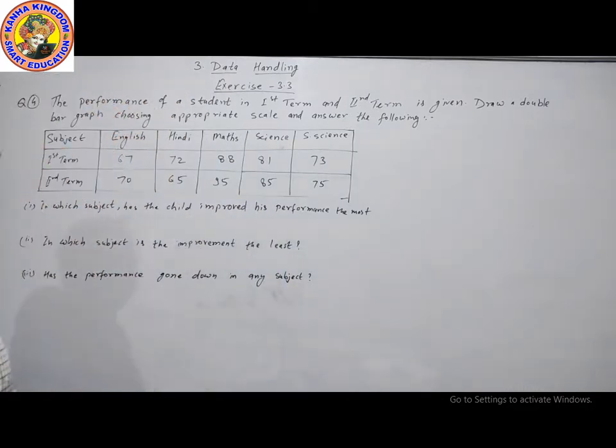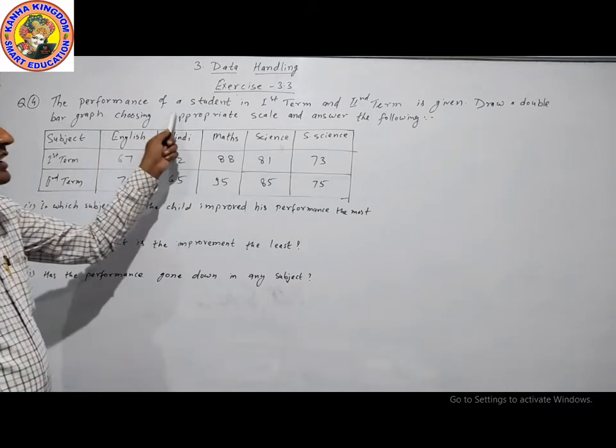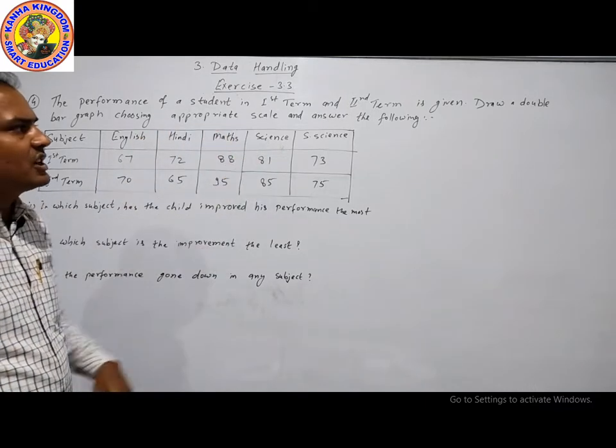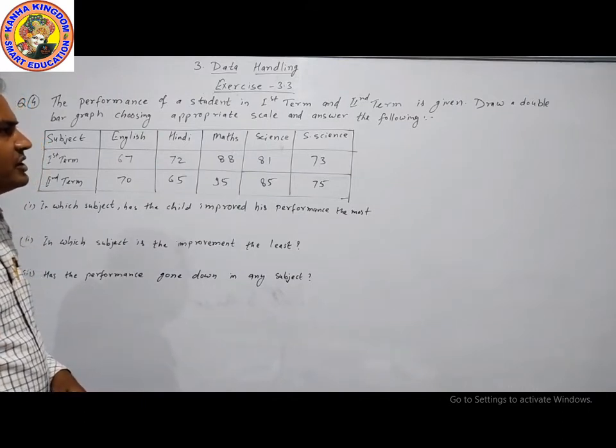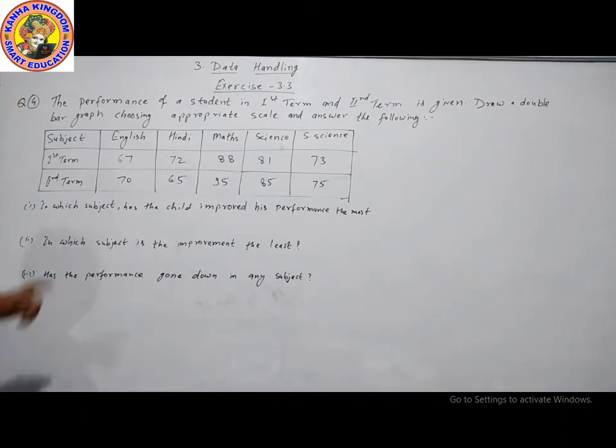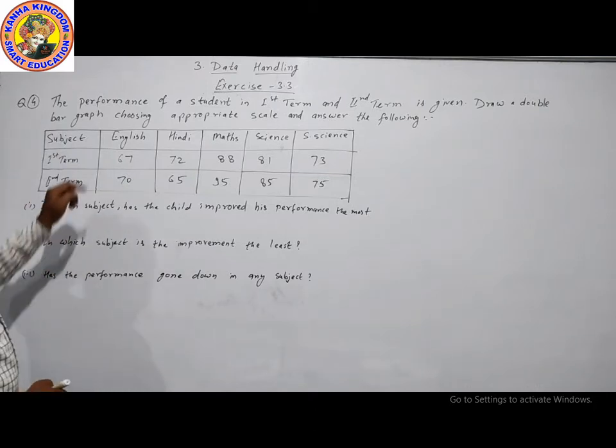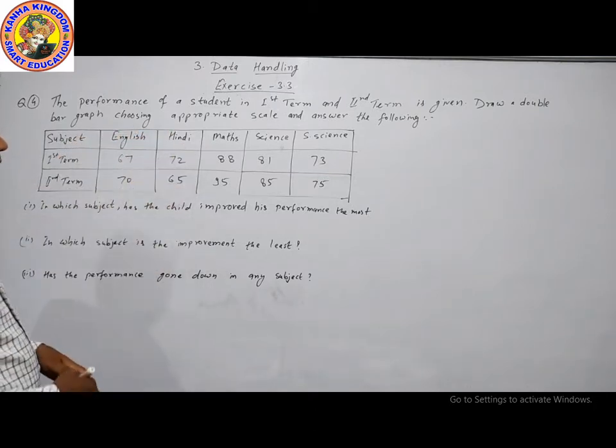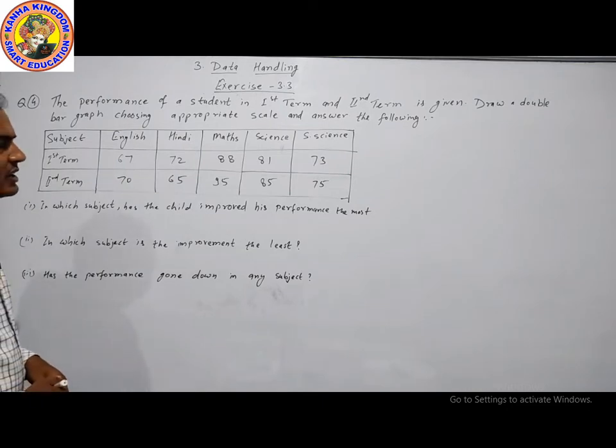Our chapter number 3 is data handling, exercise 3.3, question number 4. The performance of a student in first term and second term is given. Draw a double bar graph choosing appropriate scale and answer the following.